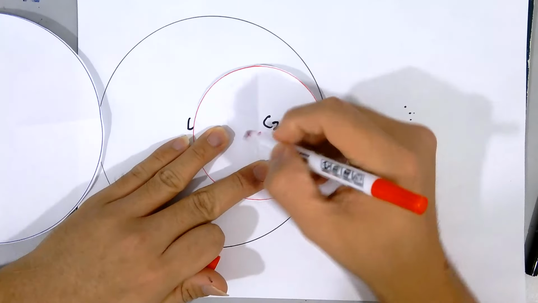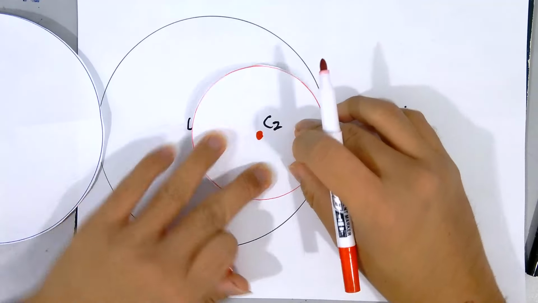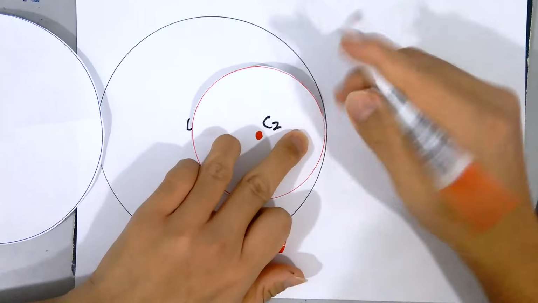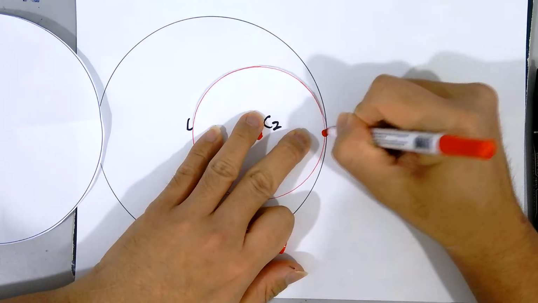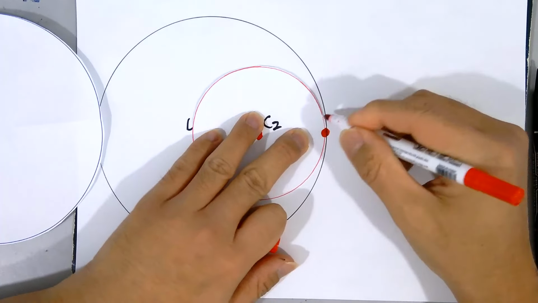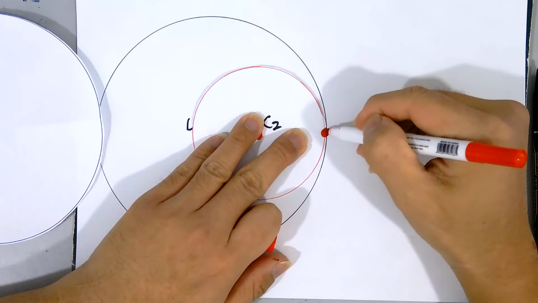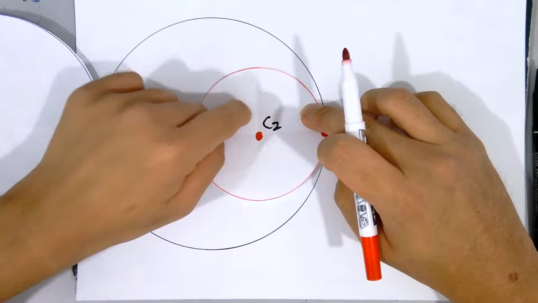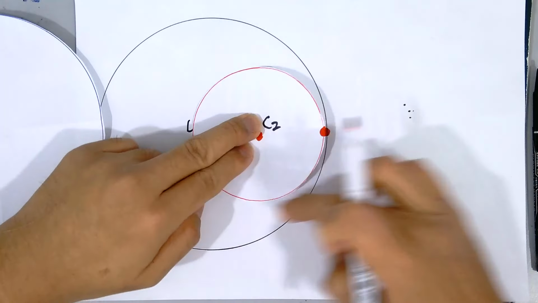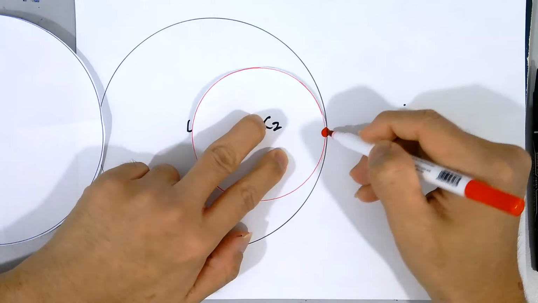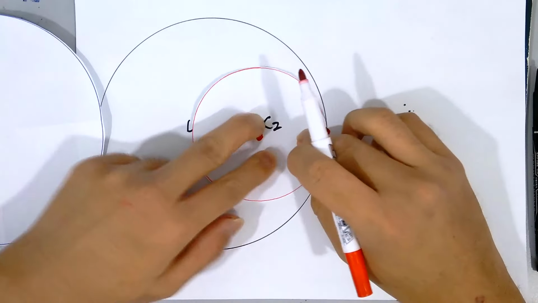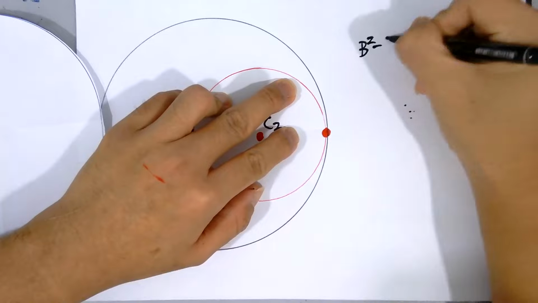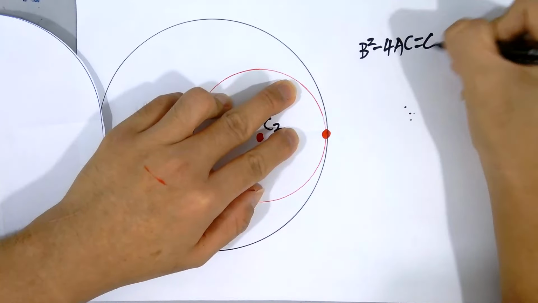Okay, this is C1, the center for the... So when the circles touch internally, it means they also have one intersecting point, right? It means that on this circle, circle number 2, there is one point shared with the big circle, only one point. In this case, we also say that B square minus 4AC equals 0.